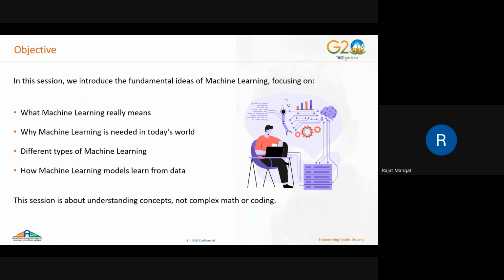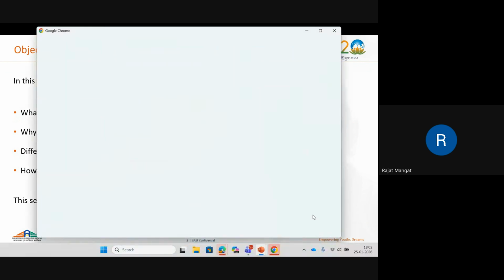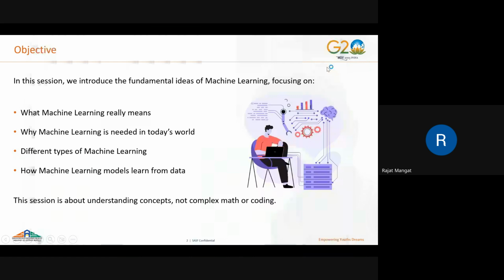This session is about understanding concepts, not complex math or coding. So we are not going to cover any math fundamentals or any coding examples. It is basically a theory class, so that you have knowledge about machine learning, and later on we will see those techniques in the upcoming sessions.